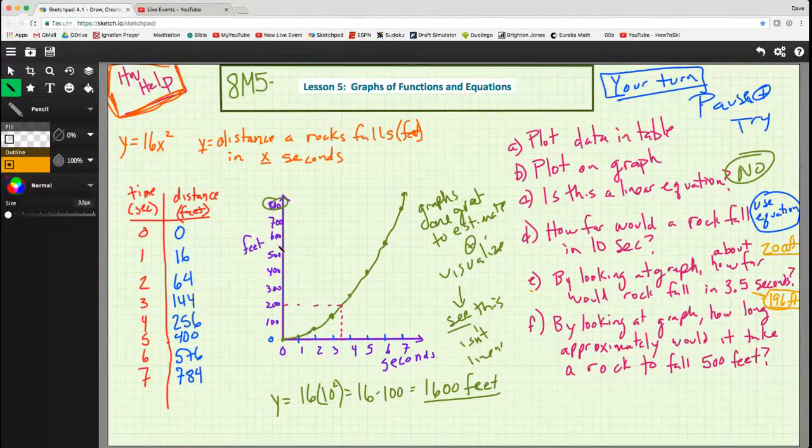So here, let's look at 500 feet. And let's say, well, maybe about 5.6 seconds. And let's see, how far would a rock actually fall in 5.6 seconds? 5.6 seconds, it would go, oh, wow, that's pretty good. It would go about 501 feet.